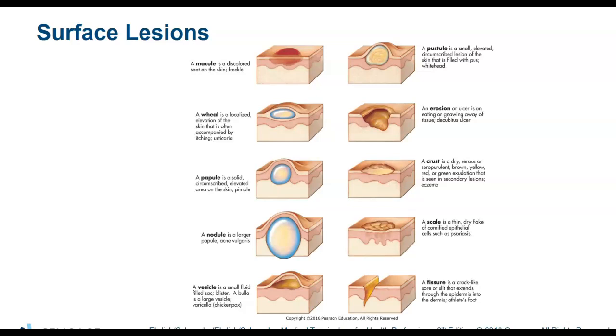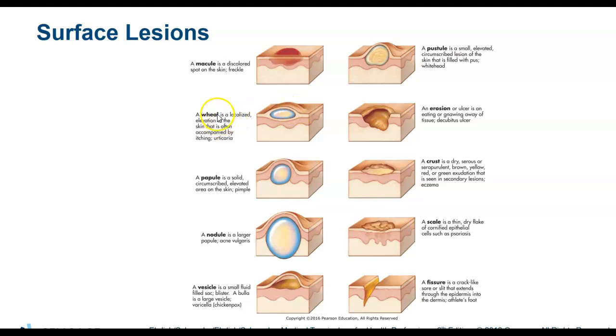A pustule is a small elevated circumscribed lesion that's filled with pus. So when, and I hate that word, but this is a whitehead, when we push on it, it comes out the pore, and that purulent material comes out. A wheal is actually an elevation of the skin that sometimes is accompanied by itching, urticaria. And so that could be a mosquito bite, those type of things.